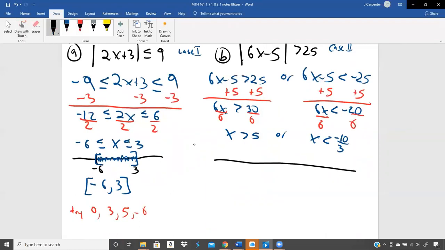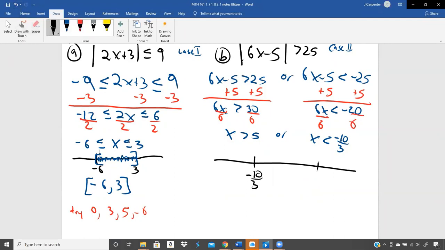Now put the 5 and the negative 10 thirds up here. I'm going to do this wrong for a second. The 5 I see on the left, the negative 10 thirds I see on the right. And this is garbage, because 5 should be to the right of negative 10 thirds, because it's positive versus negative. All right, so let's get it right.